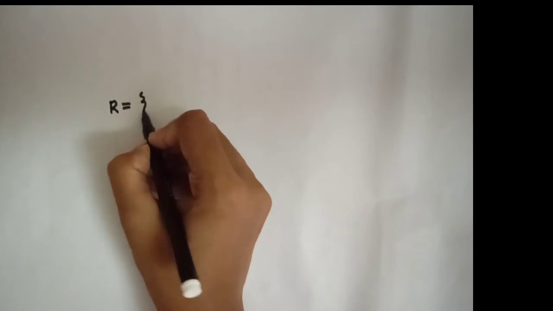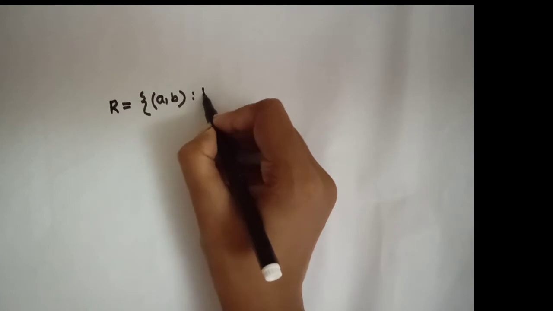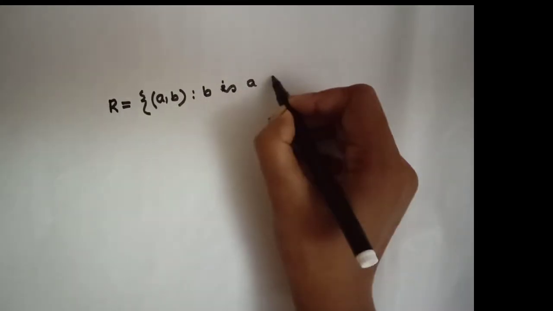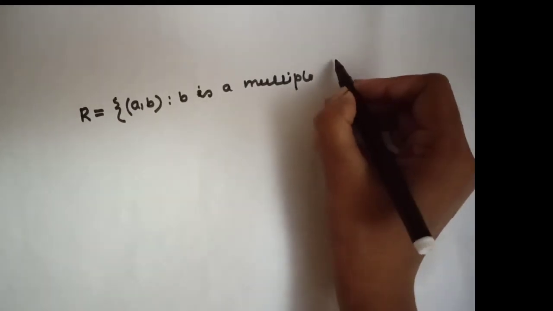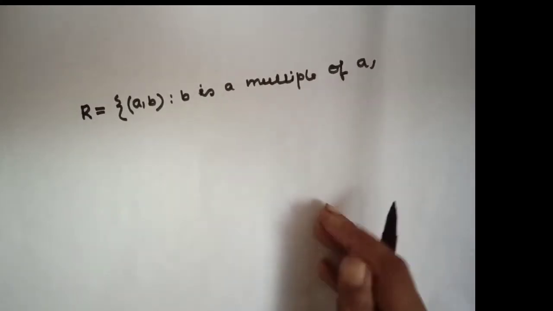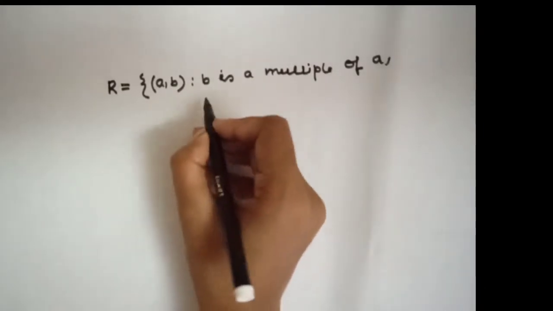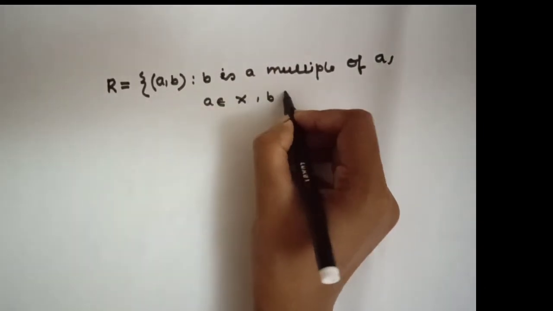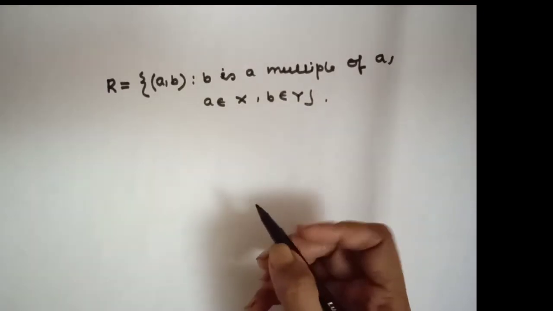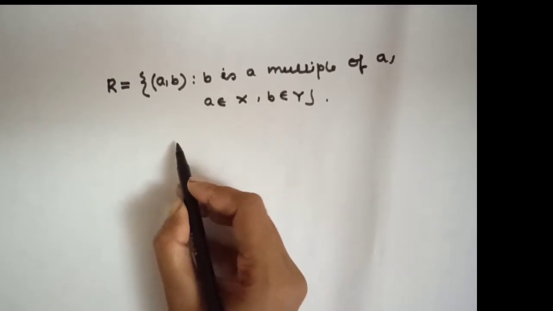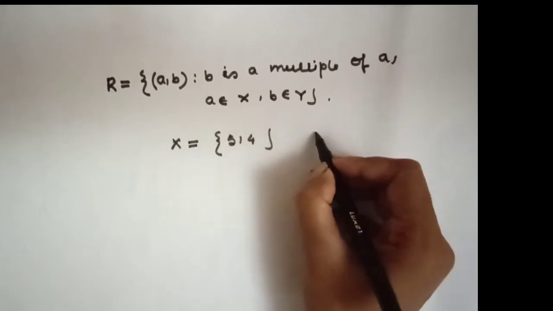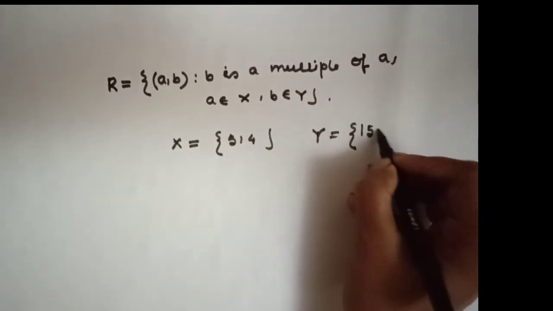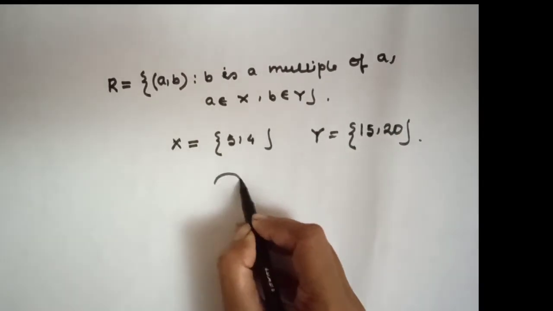Next, the relation R equal to AB such that B is a multiple of A, where A belongs to X and B belongs to the set Y. The members of X are the elements 5, 4 and the members of Y are the elements 15, 20. Look at the picture.